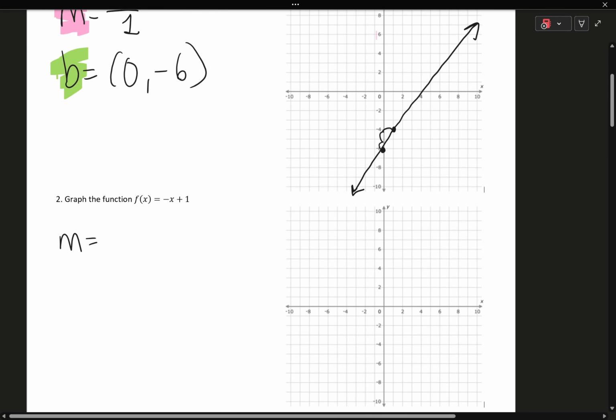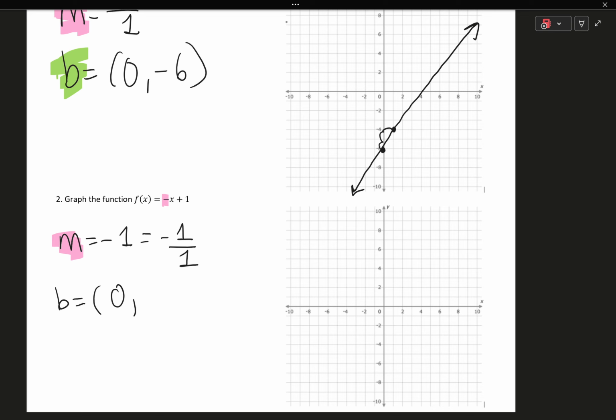What's the slope here? This is weird. It's just a negative. What invisible number is it really? That's right, it's -1. And since it's -1, we're going to make it into a fraction, -1 over 1. We make every whole number a fraction over 1. Our y-intercept is +1. So we're going to start by putting a dot on +1, and then following our slope, down 1, right 1, and then connecting those 2 dots.